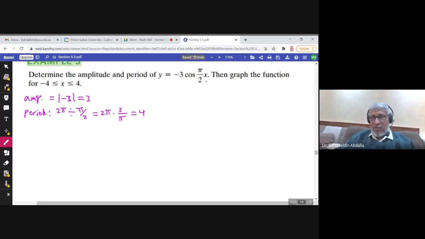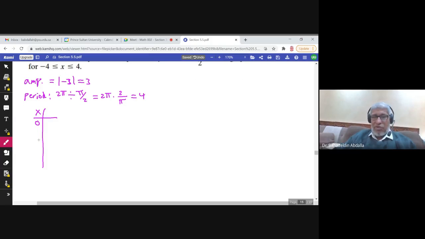There is no phase shift. The phase shift is 0. X1 is 0 here. So let us find the x values. I'll start from 0. I need to add period over 4. Remember that period over 4 is 4 over 4 because the period is 4. The answer is 1. So you add 1 to 0: 1, 2, 3, 4. Wow, excellent, easy. Now check: 4 minus 0 is 4, which is the period. Correct.